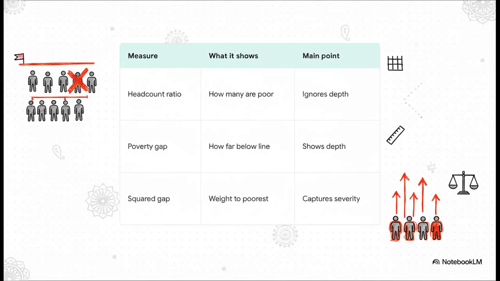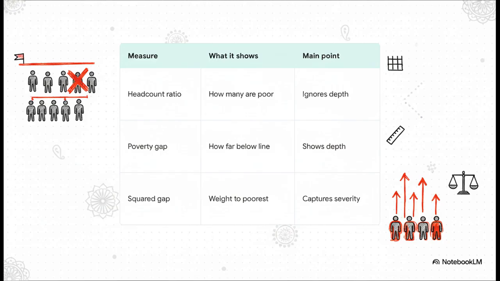Once we've drawn that line, we have to measure the poverty accurately. If a government relies solely on the headcount ratio, they only know how many people are poor. A tiny cash transfer could nudge people just barely over the line, making the headcount drop, which looks like a massive success on paper. But that completely masks the continuing hardship of the people stuck at the very bottom.